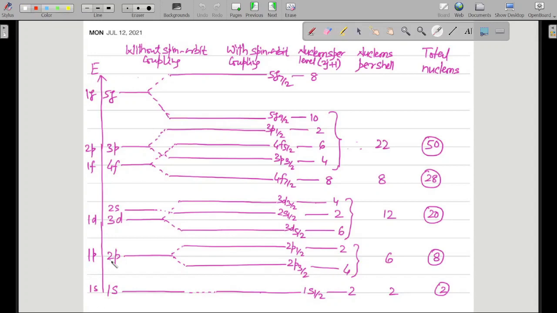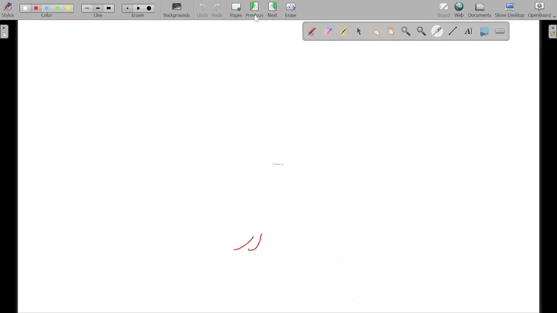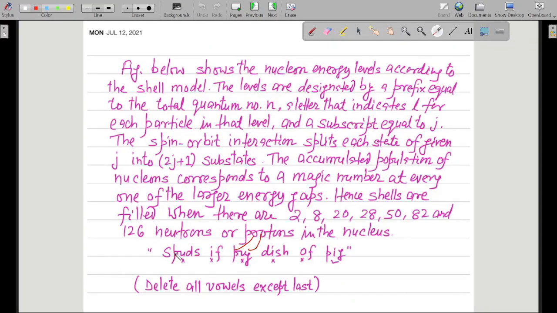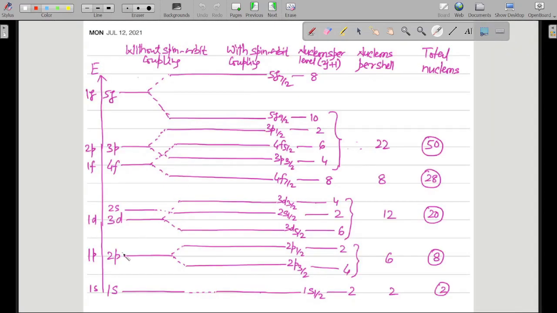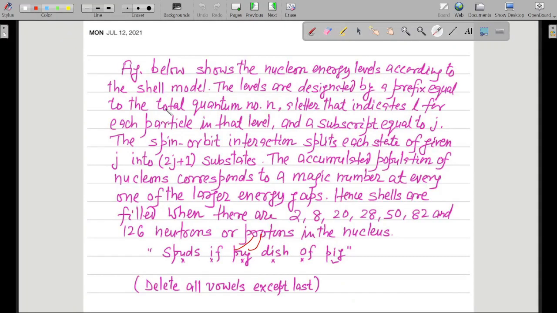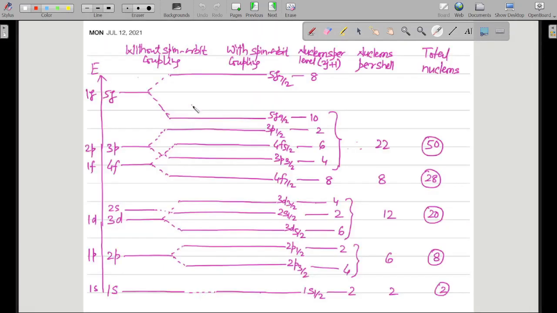This is 1s, then after S we have P. So this is the first P subshell. The P letter, that is L equal to 1, has been encountered the first time, so it will be 1P. Then D has been encountered the first time, so it will be 1D. And how was D encountered? According to this rule, after P there is D.